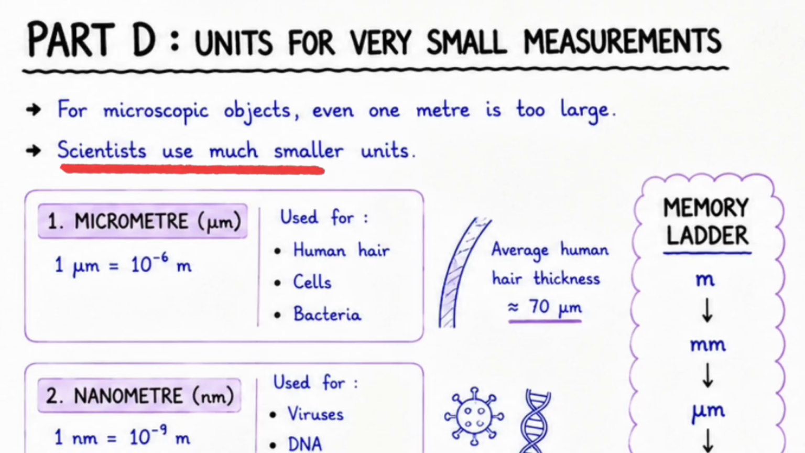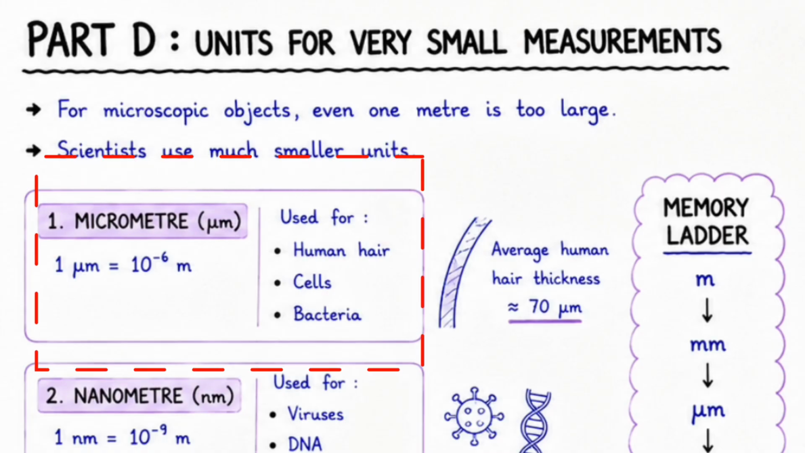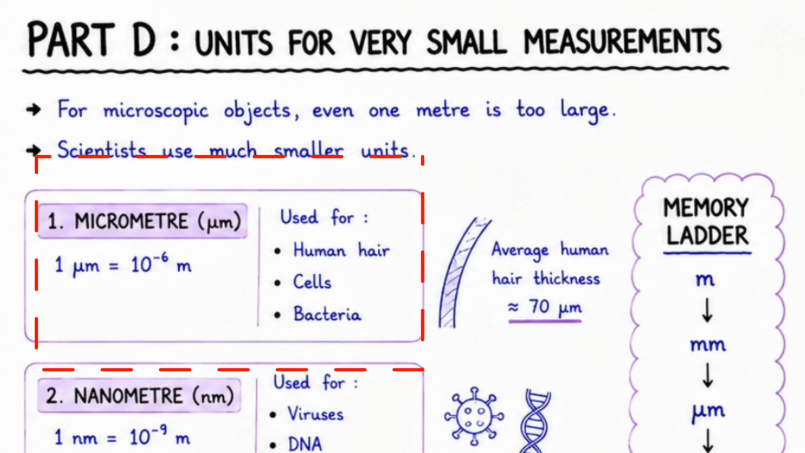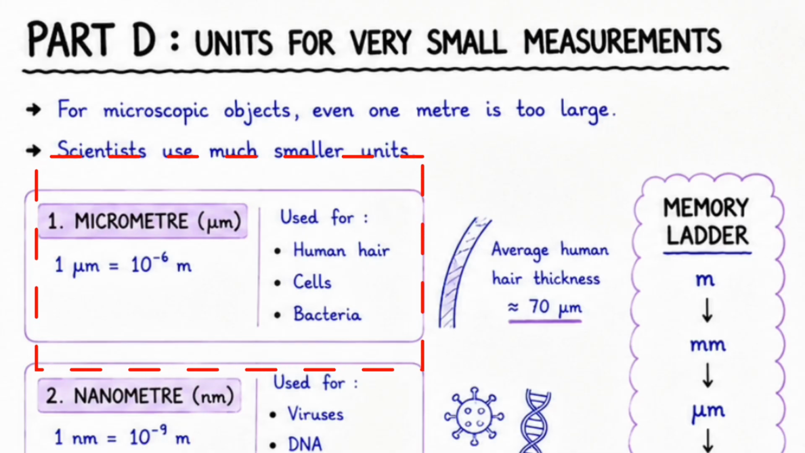That's why scientists use much smaller units. The first unit in this category is the micrometer. The symbol used for this is μm. The Greek letter mu means micro. Mathematically, we can write 1 micrometer equals 10 to the power minus 6 meters. That means 1 meter is divided into 1 million equal parts and one part is called 1 micrometer.